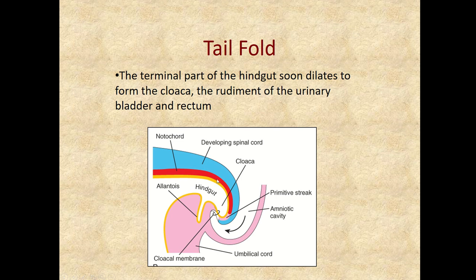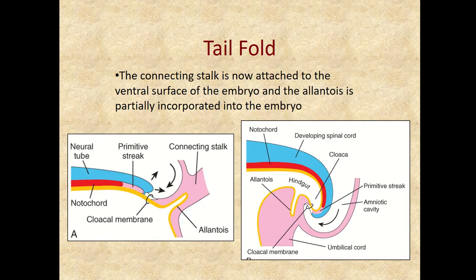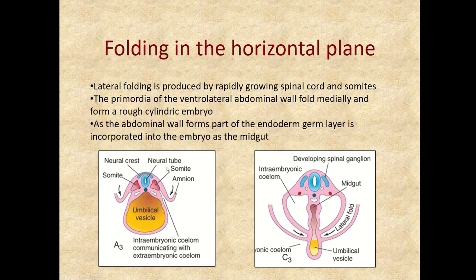And after the gut gets incorporated, this aspect of the hindgut is going to dilate and form a structure called the cloaca, which will further develop into both the bladder and the rectum, and those things are going to be sectioned off from each other, and you'll learn about that when we do the gut development and the urinary system. Okay, and I talked about the connecting stalk being incorporated on the ventral aspect. All right, and so that's how folding of the median plane happens, head fold and tail fold.